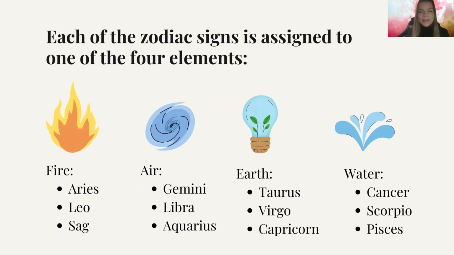We've got four elements in astrology, and each of the zodiac signs is assigned to one of the four elements. So here we've got air, fire, earth, and water. Below you can see the signs that are assigned to each element. In the simplest context, the four elements are four states of matter: light, liquid, gas, and mineral.